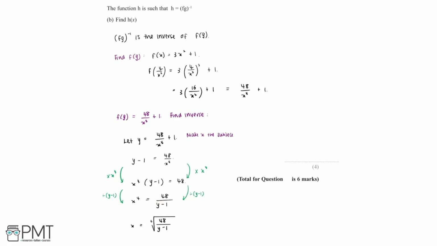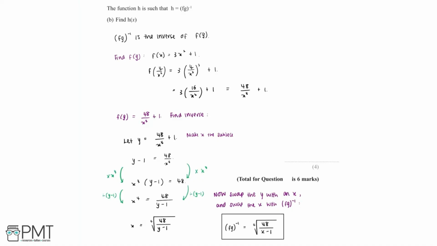But now remember that we're finding the inverse function of fg. Now that we've made x the subject, we can swap the y with an x, and we can swap the x with the inverse function. And the inverse function is equal to (fg)^-1. And so we can say that (fg)^-1 is equal to the fourth root of 48 over x minus 1. And so we've now found that the function h(x) is equal to the fourth root of 48 over x minus 1. Now this question is worth 6 marks.